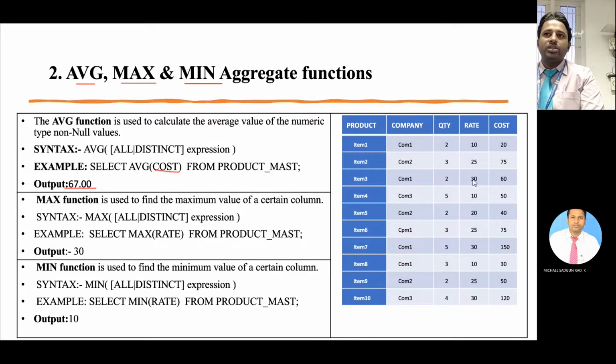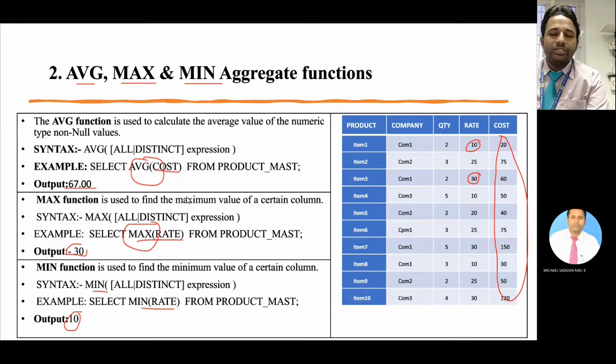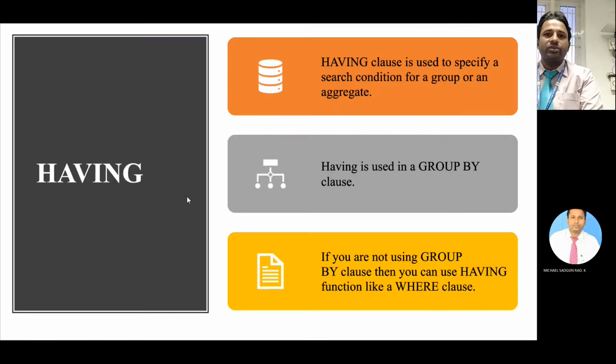Here we didn't specify any where clause, so for all these values it will take the average and give the output like this. Max of rate: in rate, the max value looks like 30. Yes, it is 30, the maximum value in the rate column. And minimum of rate is 10. So it takes one column and gives the minimum value in that column, or the max, or the sum of the cost. So these are all the aggregate functions. Generally we use these aggregate functions in the select query, DQL.